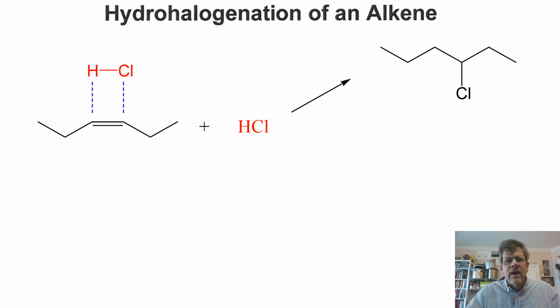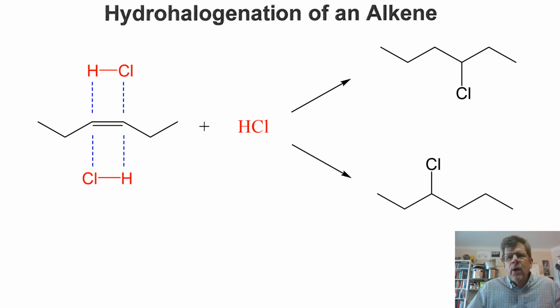But what if we laid the HCl down, since it's an unsymmetrical reagent, the other way? Notice we now have chlorine on the other side and hydrogen on the side where the chlorine was. What would that give us? If we drew that line structure, we'd get this one. Initially these two compounds look a little different, but name them, and they would both be 3-chlorohexane. One of them, if we just flipped it over, would become the other one.